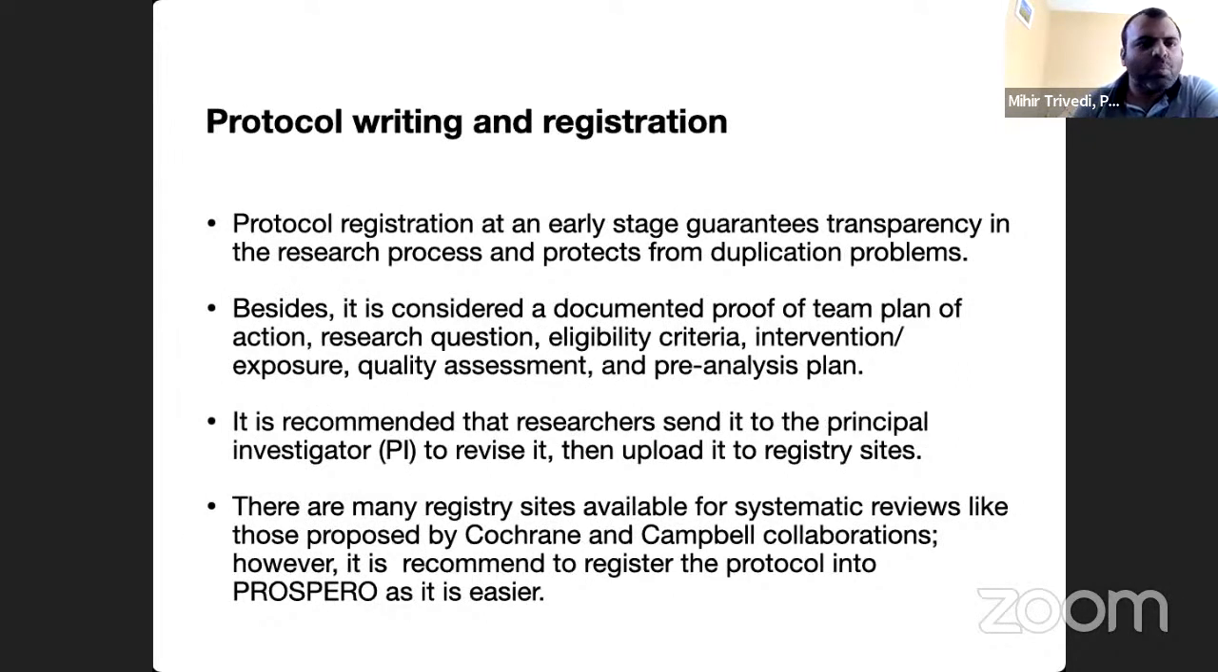Protocol writing and registration. Protocol registration at an early stage guarantees transparency in the research process and protects from duplication problems. Besides, it is considered documented proof of the team's plan of action, research question, eligibility criteria, intervention or exposure, quality assessment, and pre-analysis plan. It is recommended that researchers send it to the principal investigator, PI, to revise it, then upload it to the registry sites. There are many registry sites available for systematic reviews like those proposed by Cochrane and Campbell collaborations. However, it is recommended to register the protocol in PROSPERO as it is easier.